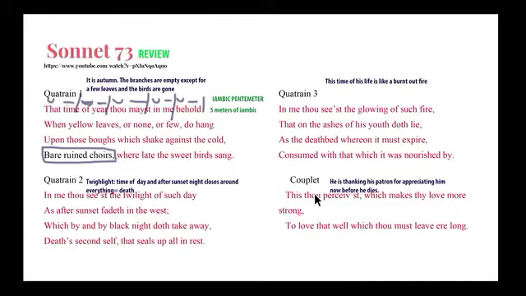Okay? And then we will not be addressing the conclusion today, but he is thanking his patron for appreciating him now before he dies. And if you remember, Shakespeare, there's a lot of theories about who he is writing to in this poem. Thou is a person. My favorite interpretation is he's writing to the person or the patron who paid him to write poetry and plays. Okay?